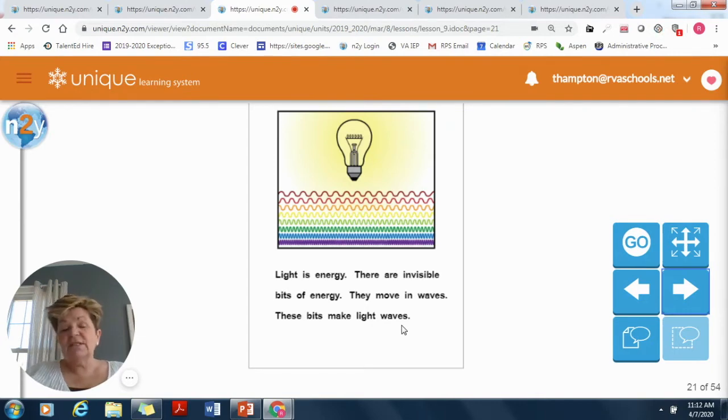Now, what else have we discussed that moves in waves? Think about our earlier lesson. What else did we discuss that moved in waves? Yes, it was the sound moved in waves. Now, look at the difference between the violet wave and the red wave.